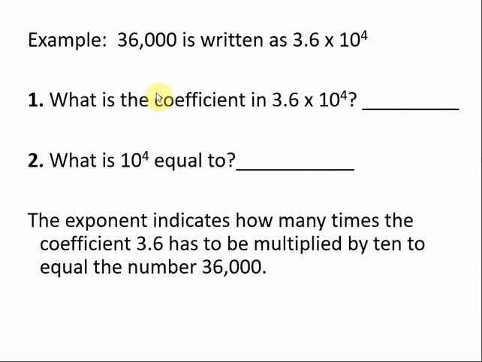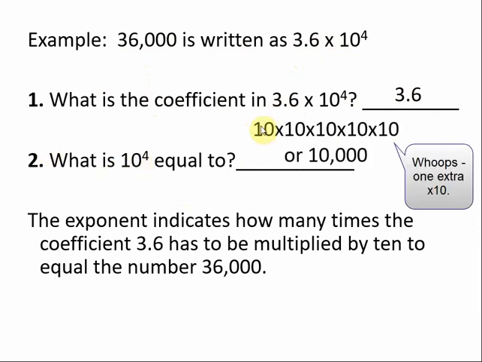Just to review, I'll tell you that 36,000 is written in scientific notation as 3.6 times 10 to the 4th. What's the coefficient there? It's 3.6, the number out front. They didn't write it as 36. They didn't write 0.36. They went until there was something in the ones place. And then what is 10 to the 4th equal to? Well, you could say that a couple ways. You could say it as 10 times 10 times 10 times 10. Whoops, one extra 10 there. That's my mistake. Or 10,000.